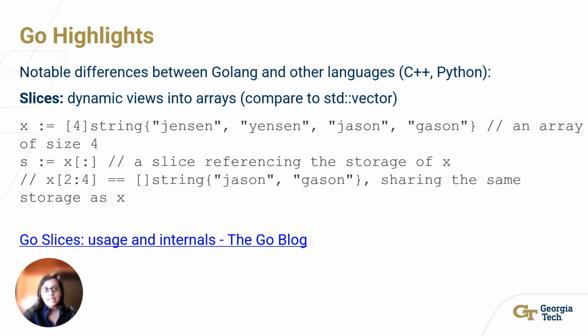In Go, slices are dynamic views into arrays. They allow you to work with portions of an array without making a full copy. Here's a quick example. In this example, S is a slice that shares the same underlying storage as the array X. This feature can be quite powerful for working with data efficiently.